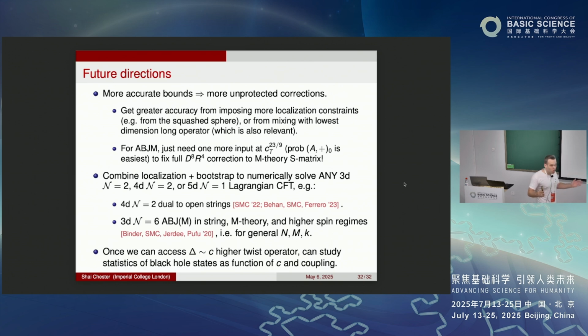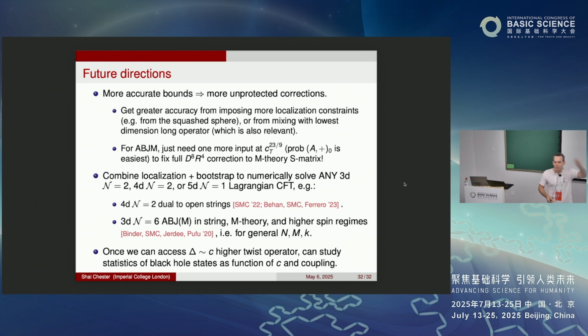The most ambitious goal of this program, which is kind of our long-term goal, is not just to fix higher derivative corrections, which itself is very nice, but to be able to access high twist operators. Because if we can access operators with very high dimensions, these operators are dual to black hole states, because they have very high energy. And so imagine in the future, if we can read off, say, the 10 lowest operators in ABJM theory, non-perturbatively as a function of N and K. And we could do this changing the value of N.